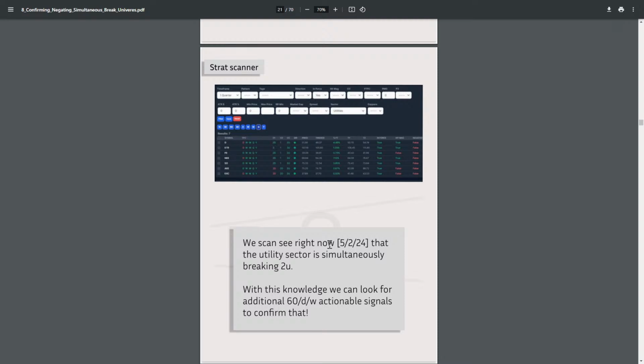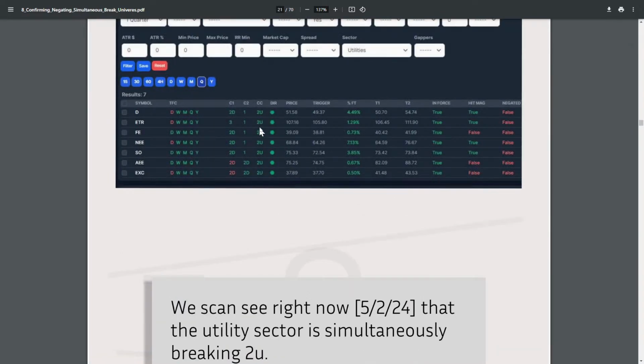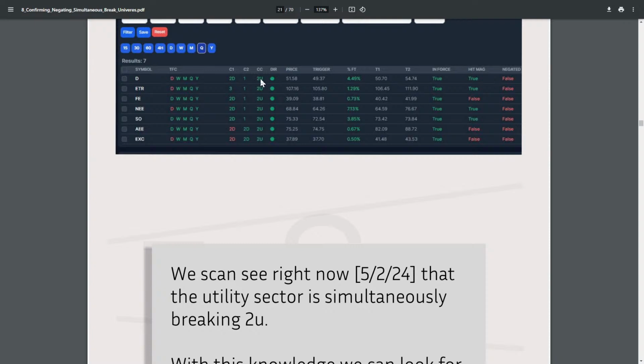So we can see on 5/2/24 that the utility sector is simultaneously breaking 2 up. So these are all utility sector stocks, and they're all currently, maybe you can't see, maybe it's too small, you can currently see the current candle is, they're all 2 ups. So we know that they're buying utilities.